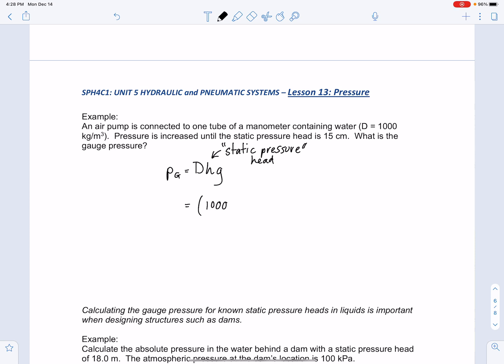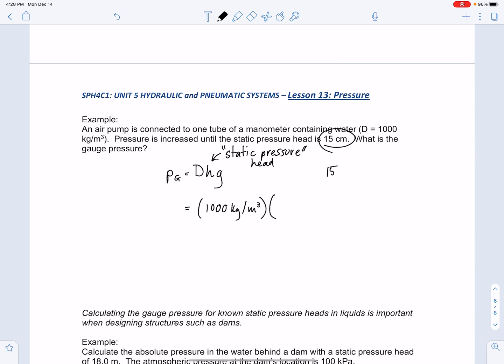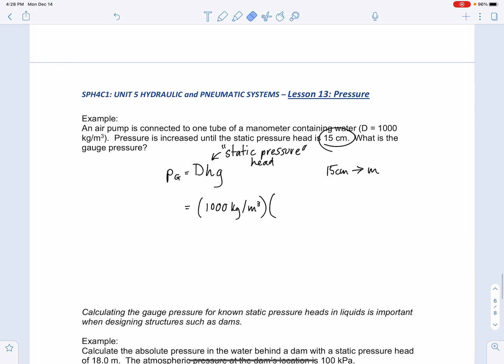We know the density of water is 1,000 kilograms per meter cubed. We know h is 15 centimeters. Make sure you put 15 centimeters into meters. In order to do so, you're going to divide by 100. So we end up with 0.15 meters. And we're going to multiply this by 9.8 newtons per kilogram. That's what g is. g is equal to 9.8 newtons per kilogram on the surface of the Earth all the time. Let's punch these into our calculator and see what we get. So we have 1,000 times 0.15 times 9.8. It's equal to 1,470 pascals. So that's the gauge pressure of this air pump.